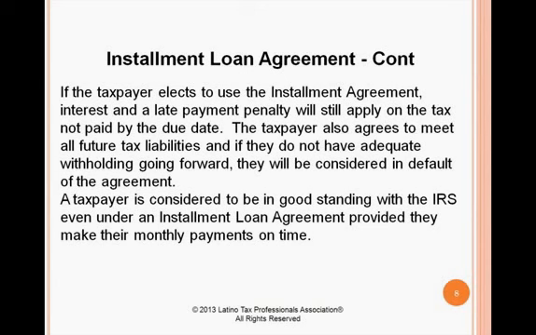If they are on an installment loan agreement, then they must, in later years, continue to pay their balance due, or they will be considered in default if they have, again, not enough or an inadequate withholding amount. Taxpayer is considered to be in good standing with the IRS even under an installment loan agreement, provided they make their monthly payments on time.